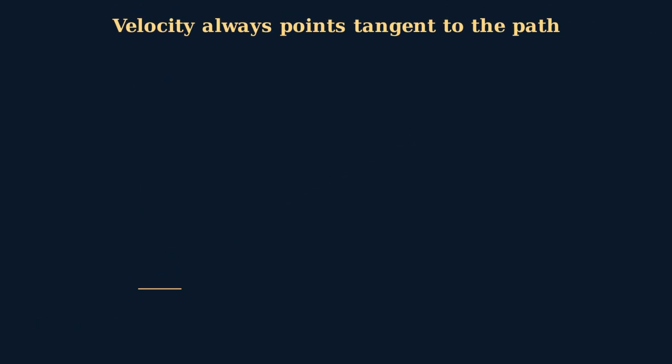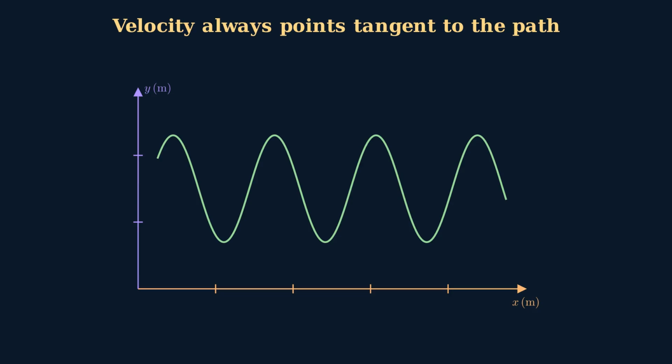A particle traces some curving path across the field. Average velocity is displacement over time, a vector pointing the same way as delta r. Shrink the time interval to an instant, and you get the instantaneous velocity. Velocity is the derivative of position, v equals dr/dt. And there is one fact about it worth tattooing on your memory.